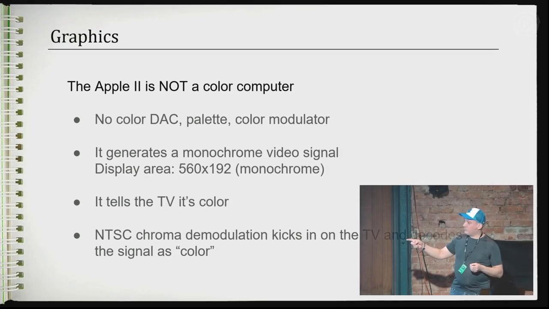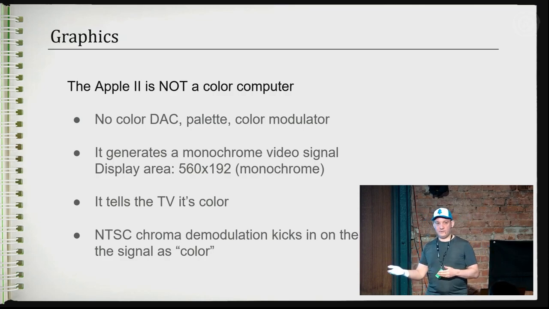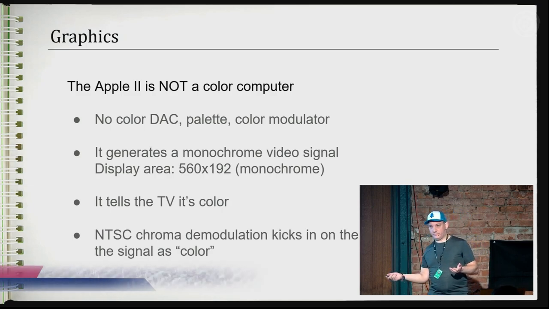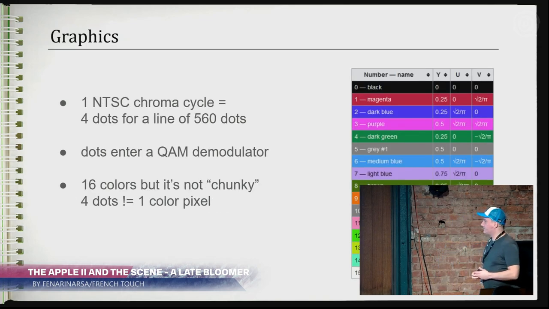The demodulator just kicks in and says, oh, okay, it's color, let's demodulate that. It was a monochrome signal, but it's transformed into color. So you can have different rendering based on the TV you use. Some games took advantage of that. This is how it works.